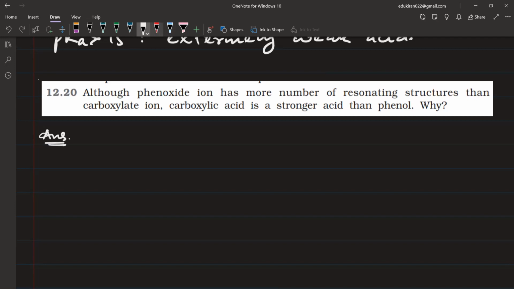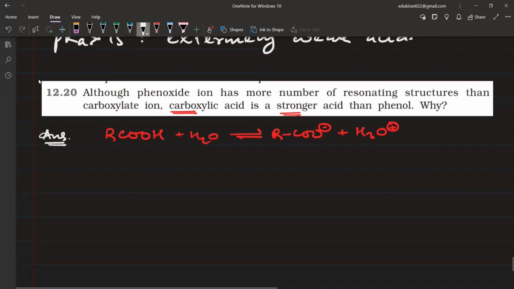Okay, so here you have to put the answer in terms of carboxylic acid, so focus more on that, it is a stronger acid. Okay? So for that you are also going to make the structure of carboxylate ion. Show it like this first: RCOOH. In the presence of water, it gives RCOO negative plus H3O positive, and then you will show the resonating structure of carboxylate ion like this: R, C double bond O, and O negative.